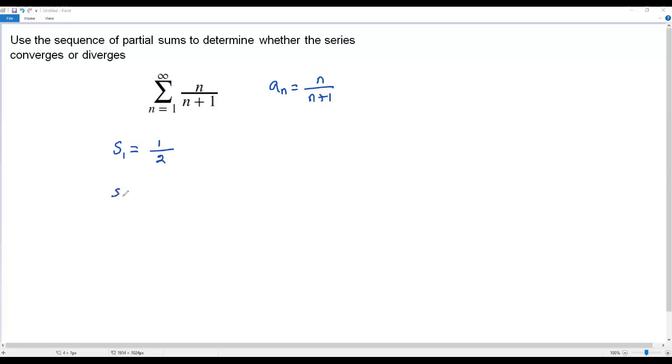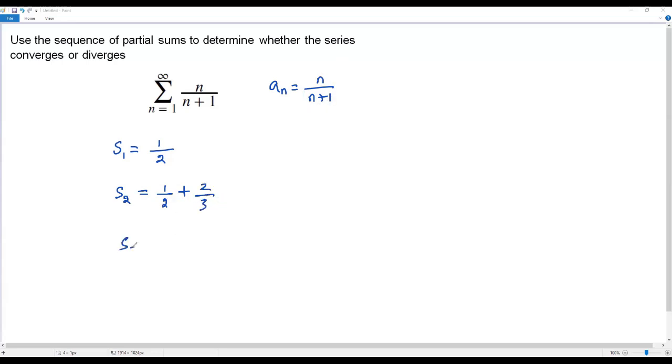Now let me find the second partial sum. The second partial sum, that is S2, means the sum of the first two terms. To get that, first I plug in n equals 1 over here, and I'm getting 1 over 2. Now I have to get the second term, so I plug in n equals 2 into the nth term. When I do so, I'm getting 2 over 3.